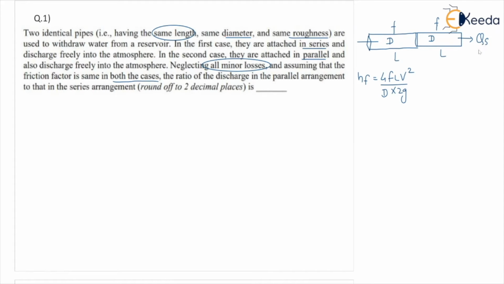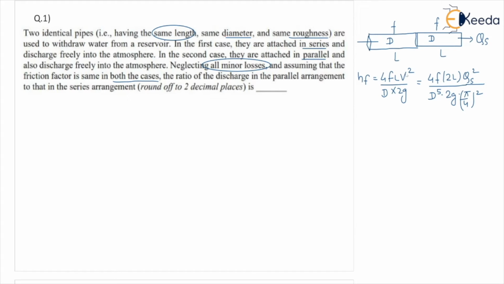So Q by A. Q is also the same. Area is pi over 4 D square. Everything is the same. What is the change here? L. So for the two pipes you will be getting 4F into 2L, QS square, D to the power 5, 2G into pi by 4 whole square.